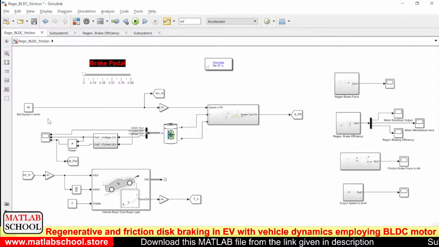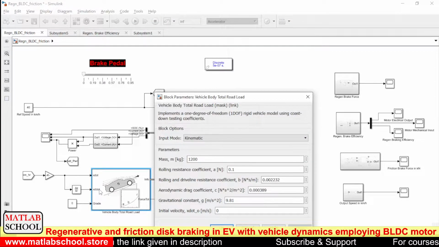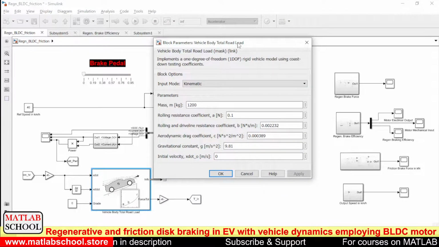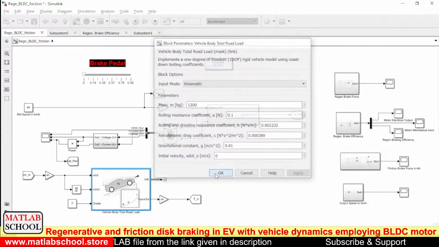So to give the torque, we are simulating the vehicle dynamics in terms of body load. So this is the block which is used to simulate the body conditions of the vehicle. Body conditions in the sense we will be giving the weight of the vehicle as input, then rolling resistance, rolling and driveline resistance coefficient, aerodynamic drag, gravitational constant, and if you want we can give the initial velocity of the vehicle. So these are the basic parameters that we need to give as input to the block.